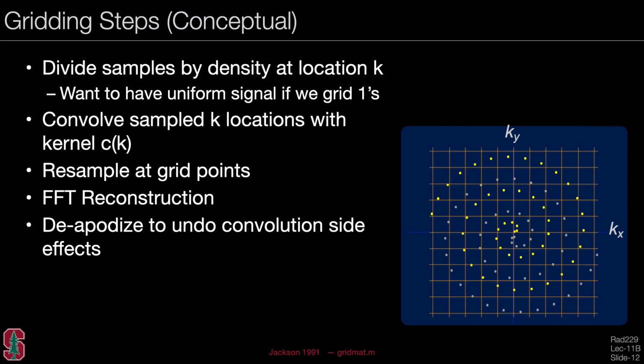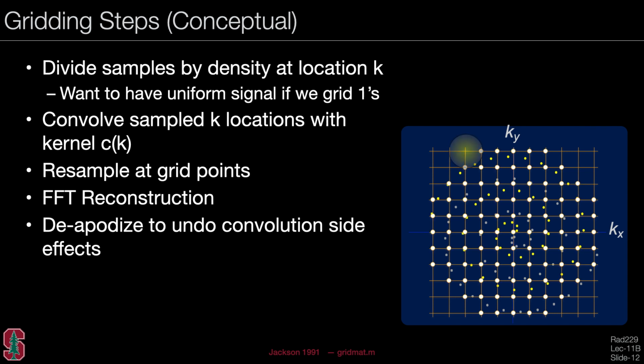So here is a grid superimposed onto our spiral. Here are the grid points. And essentially, we take this convolution kernel, and in the neighborhood of each of the grid points, we basically take a weighted sum of the sample signals that were sampled on the spiral. We add these up, and this gives us our grid points, and after this we can do a discrete Fourier transform.